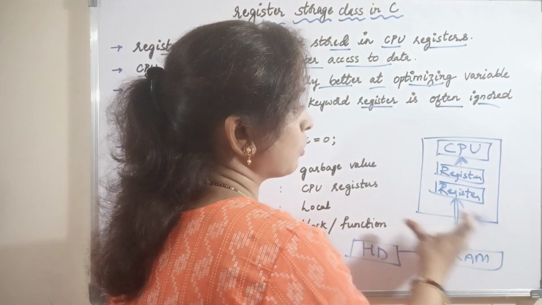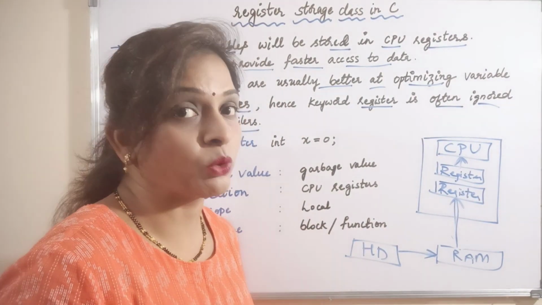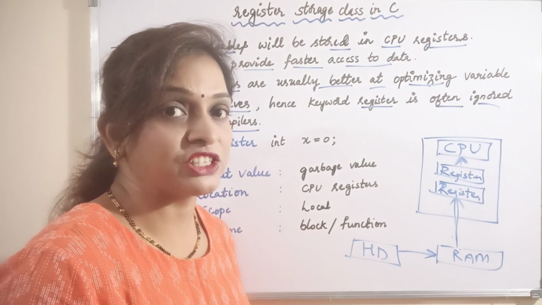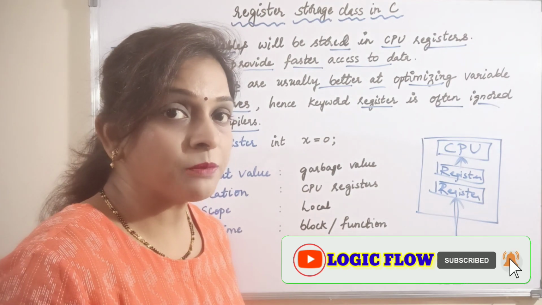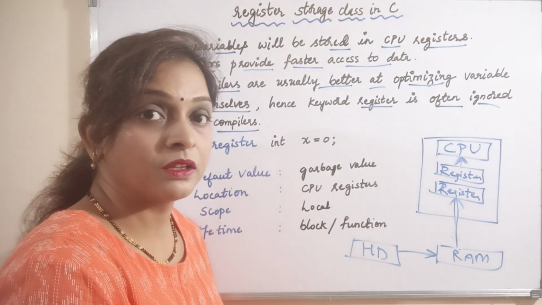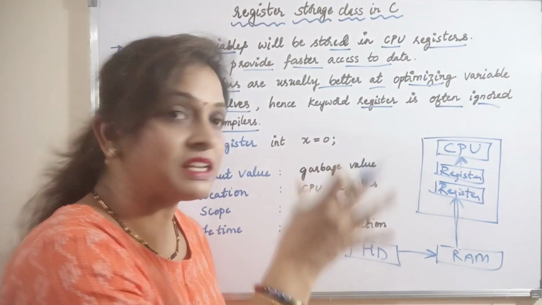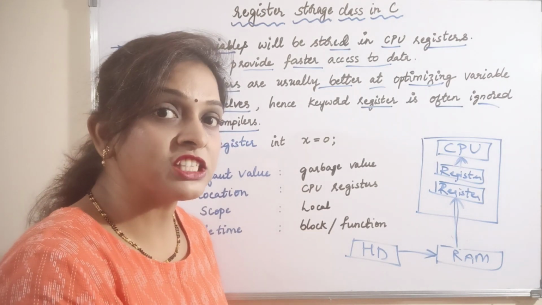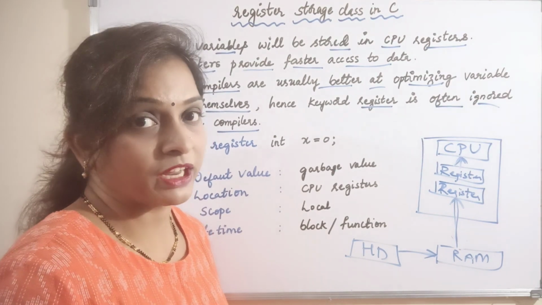Inside the CPU, we have small storage areas called registers. These are temporary storage areas, and when data is stored inside the registers, it provides faster access to the CPU. Every time, it's quite difficult to fetch the data from the hard disk or from the RAM. If I have the data in the CPU registers itself, it will be easy for the CPU to access the data very quickly and process it very quickly.